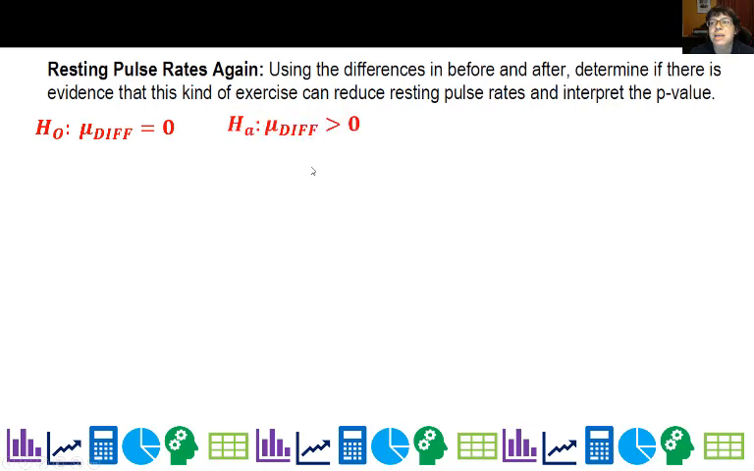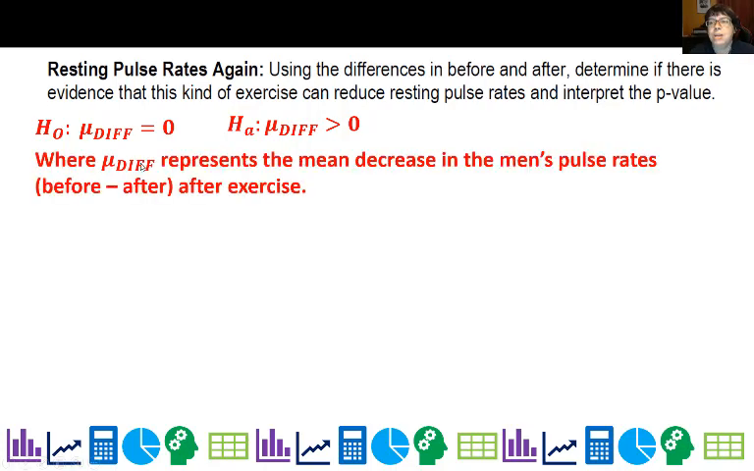We're thinking that we're going to have a decrease, all right? Because I'm doing before minus after. If it really does reduce it, we should see a positive difference, all right? Make sure you clarify that mu difference represents a mean decrease in the men's pulse rates. And I said before minus after, just to be extra clear, after exercise.